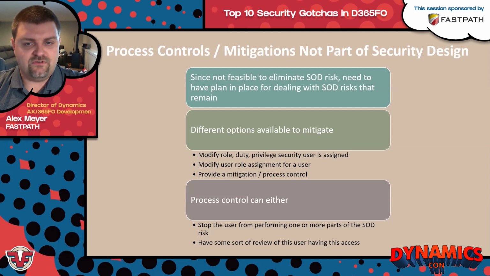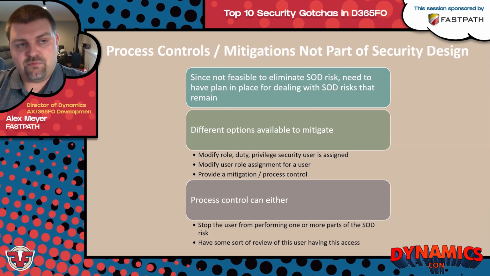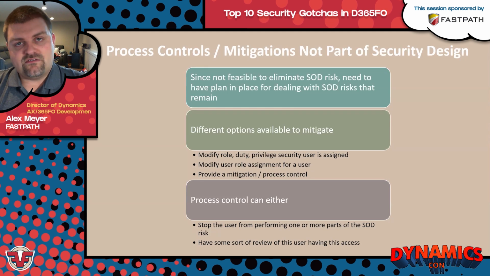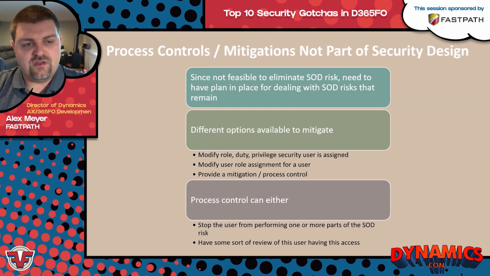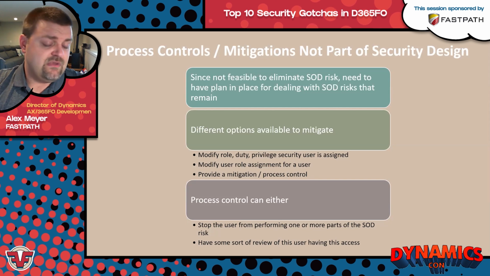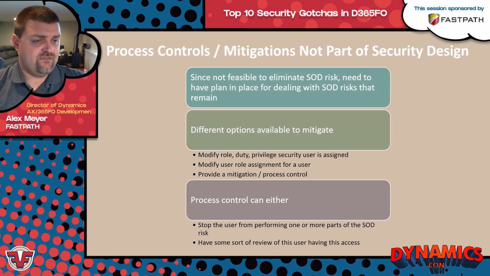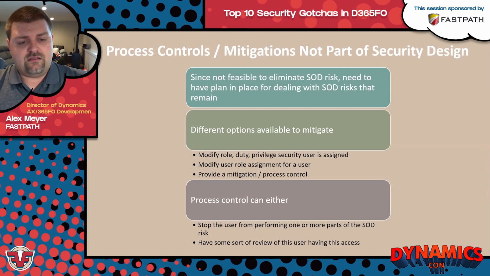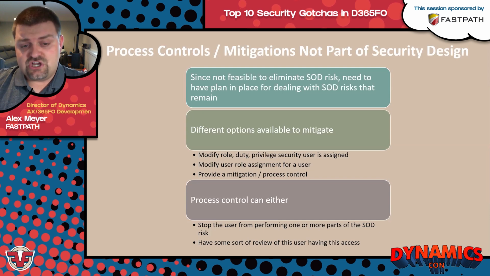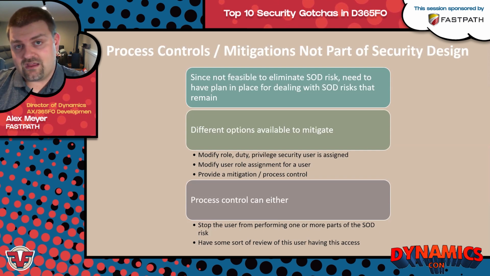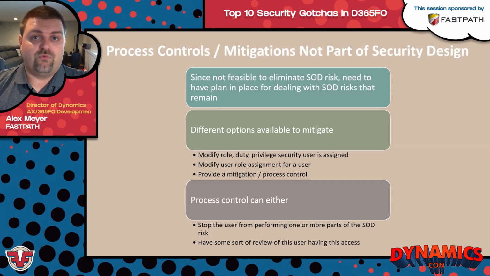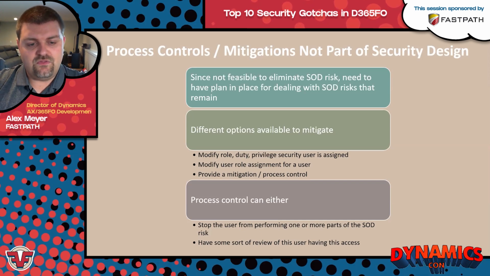When you're actually looking at it, like we talked about, it's not feasible to eliminate that SOD risk. So you want to have a plan in place to have process controls and mitigations to deal with those SOD risks that you can't get rid of. There are many different options when you're going through and setting up mitigations or process controls. You can modify a role, duty, or privilege that a user is assigned, actually change the security so the user no longer has one or more of the roles, duties, or privileges that are causing a conflict. You can modify the role assignment, so you can remove the role access from the user and remove that access to that conflict.